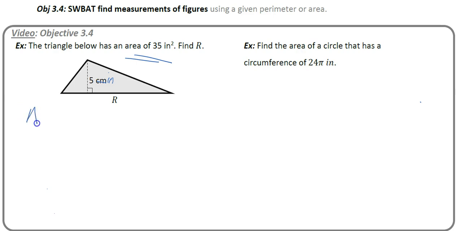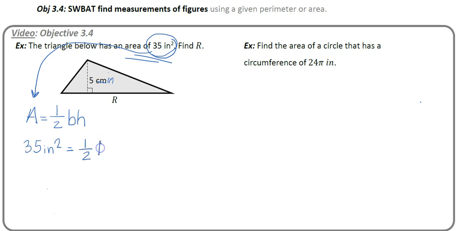So I like to write that formula first. Area of a triangle is 1/2 base times height. Now they told me that the area is 35 inches squared. So I will substitute that in for the area here. Instead of A, I'll write 35 inches squared. Now that has to be equal to 1/2 times the base, which is represented by this R here, times the height, which will be 5 inches. So now I have just one unknown, one variable R that I can solve for.